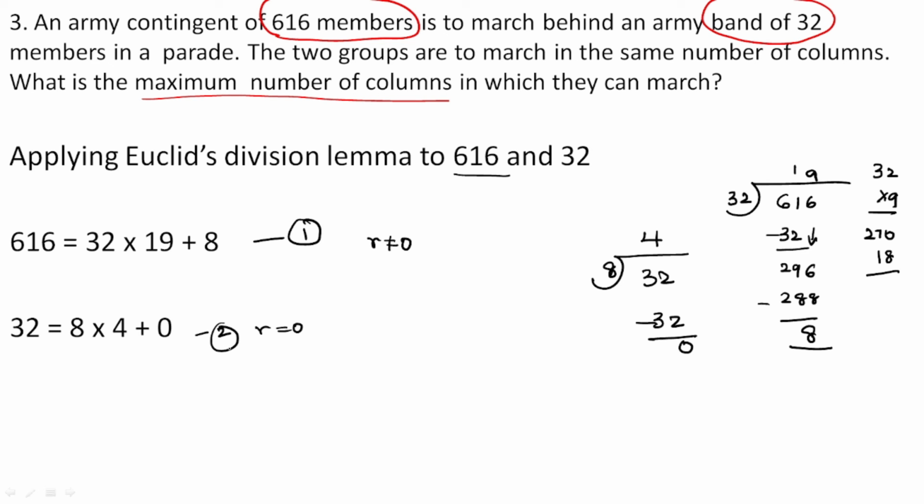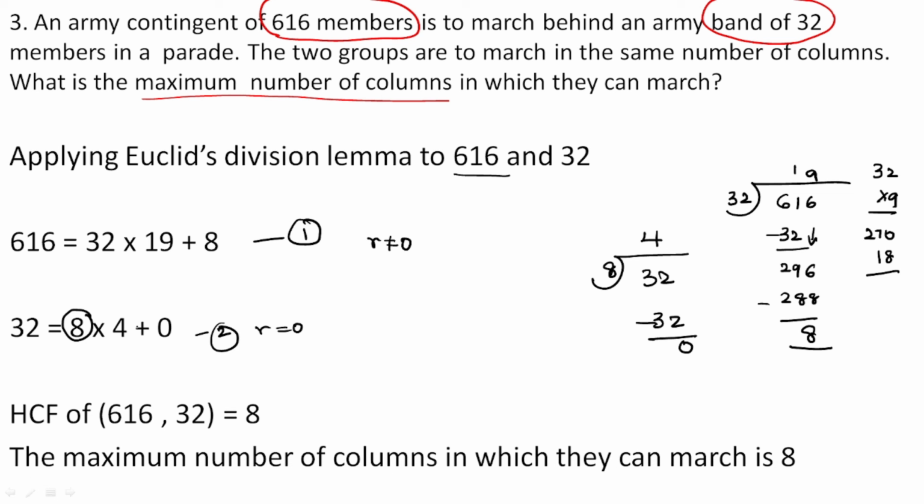According to Euclid's lemma, the divisor that leaves the remainder 0 is the HCF of the two numbers. So the HCF of 616 and 32 is 8. Therefore, the maximum number of columns in which they can march together is 8.